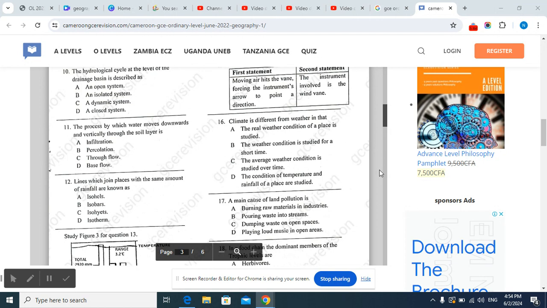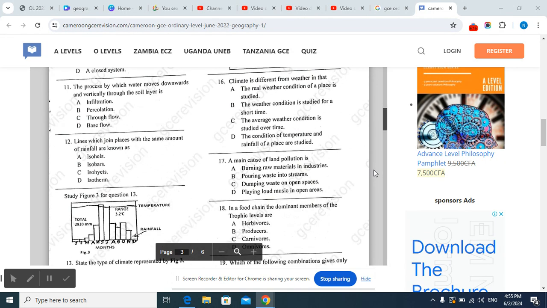Number 11. The process by which water moves downward and vertically through the soil layer is the, answer is B.